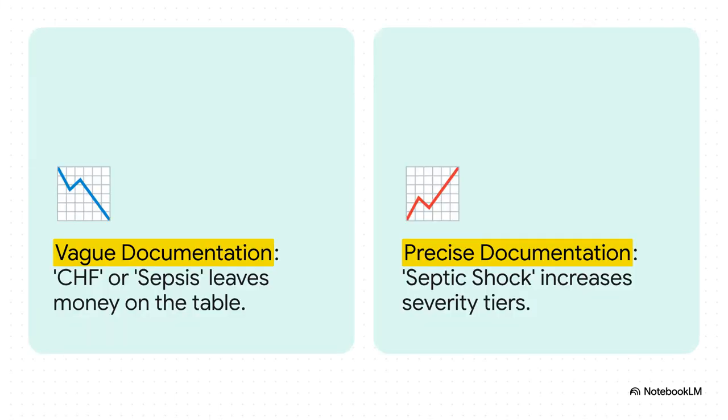So you see, it literally all comes down to the terminology used by the provider. Documenting a vague CHF or just sepsis leaves money and compliance completely on the table. But shifting to precise terminology, like capturing acute on chronic systolic heart failure or identifying the underlying shock component with septic shock, acts as a massive severity identifier. It correctly routes the patient into higher-paying, highly compliant DRG tiers.